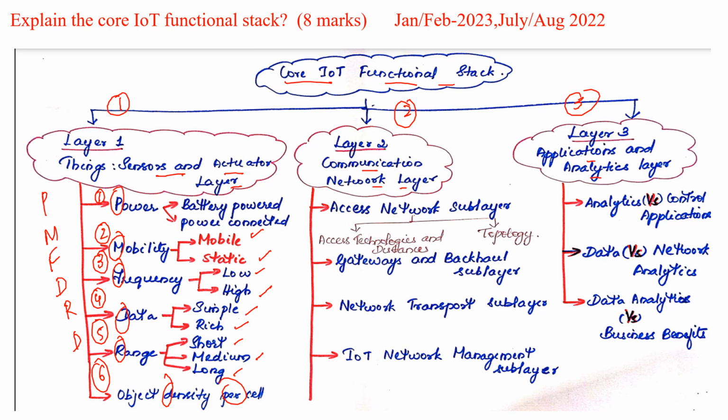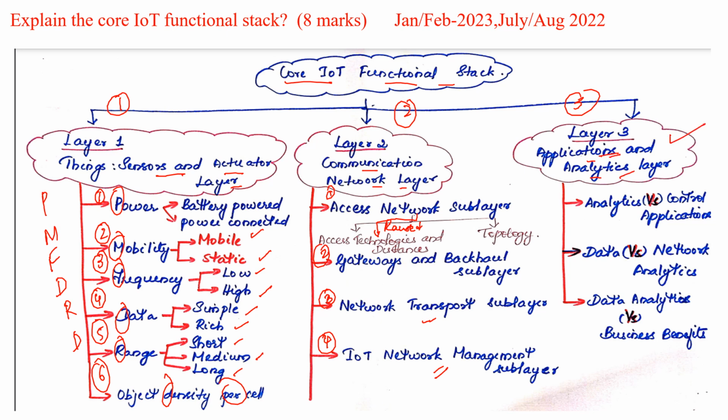And in layer 2 you will have the communication network layer. Under the communication network layer you have four different sublayers, that is your access network sublayer. Under the access network sublayer, you will be studying mainly the access technologies and distances, that is ranges and topology. The second sublayer is called your gateways and backhaul sublayer. The third sublayer is called your network transport sublayer, and the fourth sublayer is called your IoT network management sublayer.